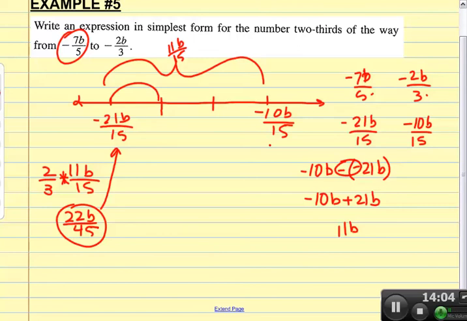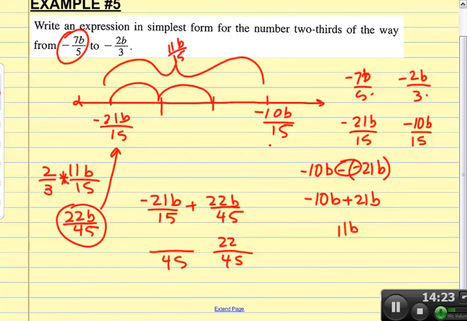2/3 of the way. All right, so I need a common denominator. Negative 21b over 15 plus 22b over 45. This is hard. Got to get the common denominator. It's 45, and I'm running out of time. 45, negative 21b times 3 is negative 63b. Plus 22b is going to give me negative 41b over 45. Negative 41b over 45. Okay?